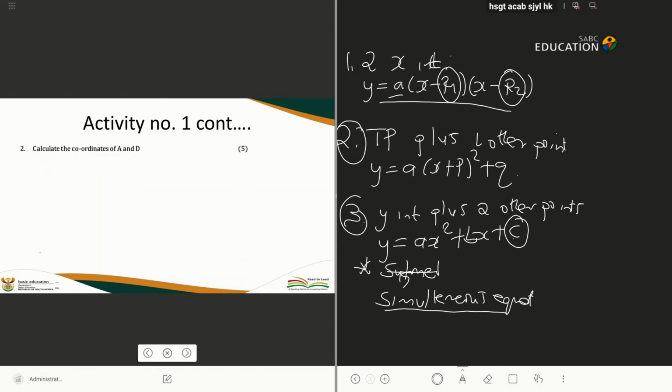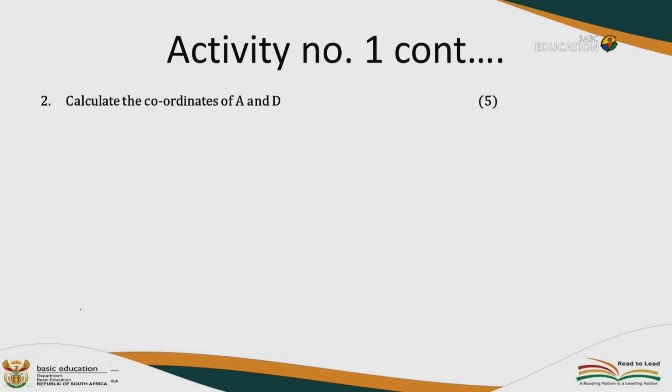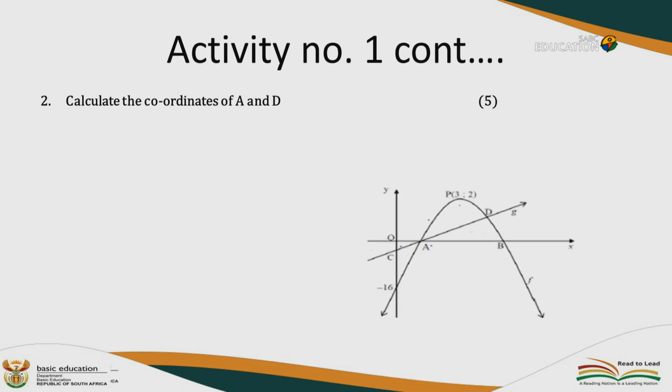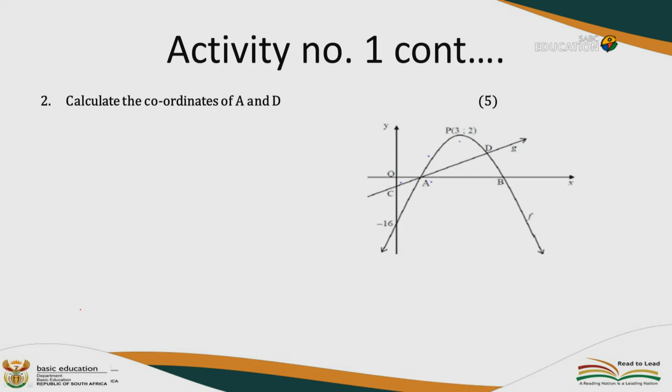Now, continuing our example, we need to calculate the coordinates of A and D. What are the coordinates of A and D? If you look at the graph here, they are referring to the points of intersection, where the 2 graphs intersect or meet. So in simple terms, we are just going to equate the 2. It means these 2 graphs are equal at point A and point D. So you just equate the 2 graphs together.